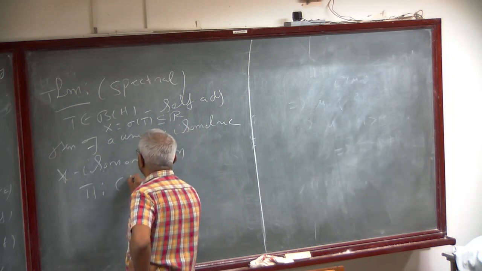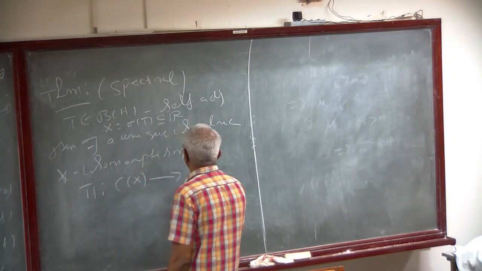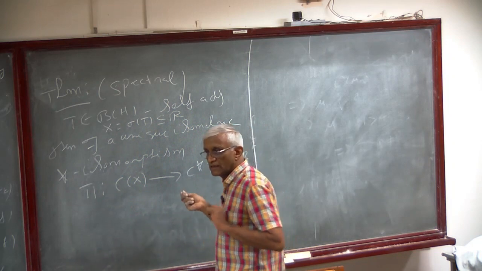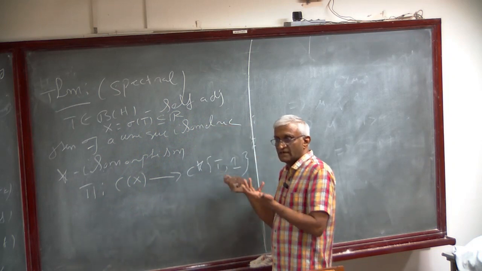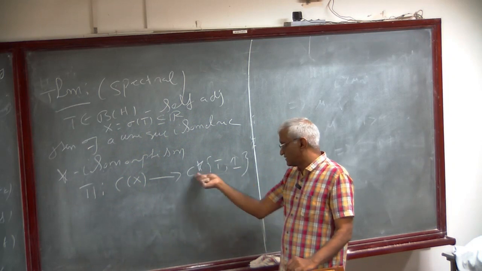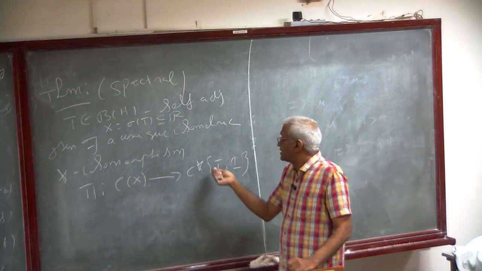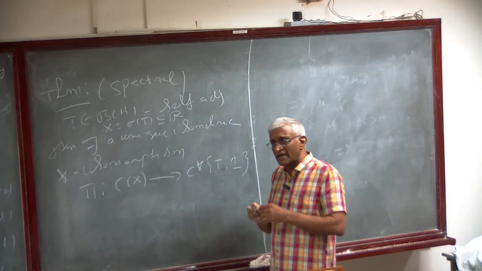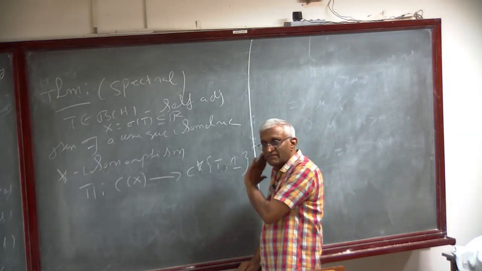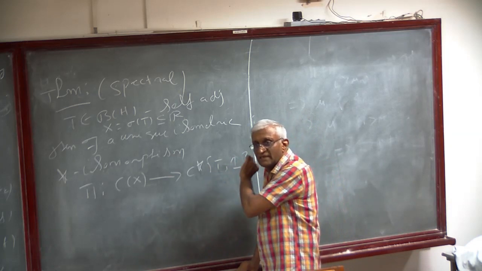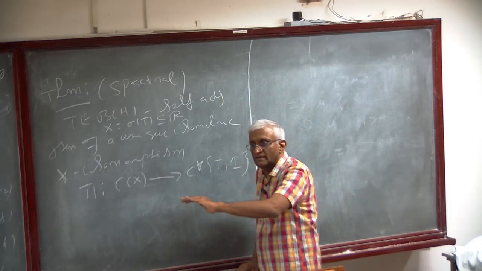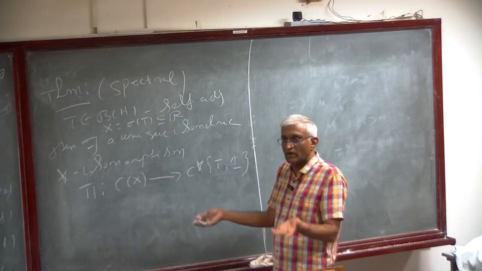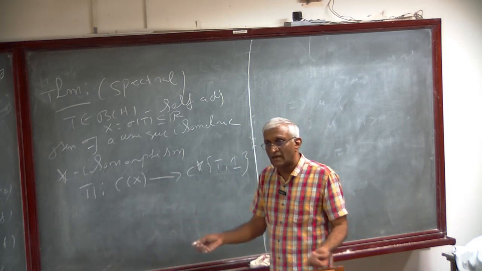So pi is from C of X to the C star algebra generated by T and 1. We want a unital C star algebra, so I am using 1. This is just, since T is self-adjoint, you take complex polynomials in T, and then close it. Then take the closure, because if you take the product of polynomials, you are going to get polynomials.